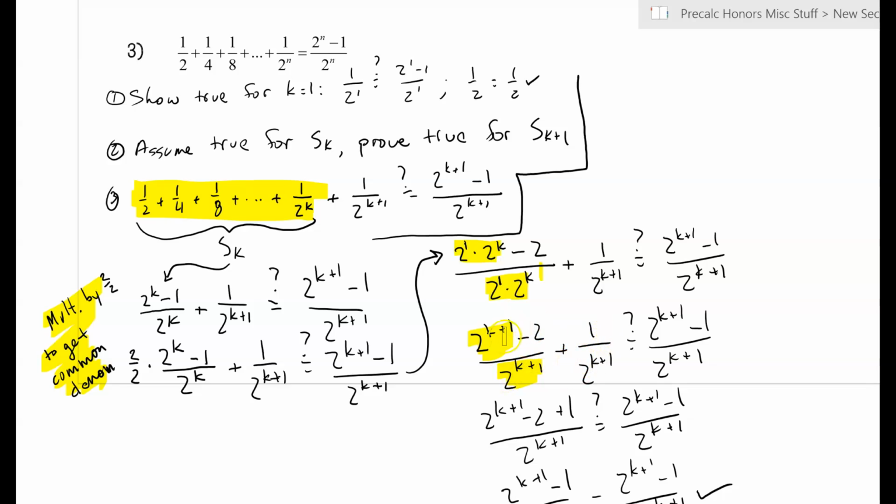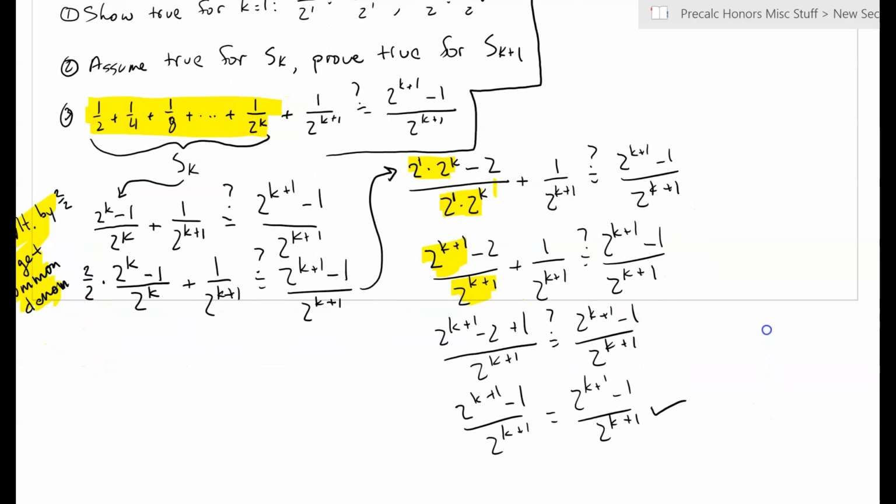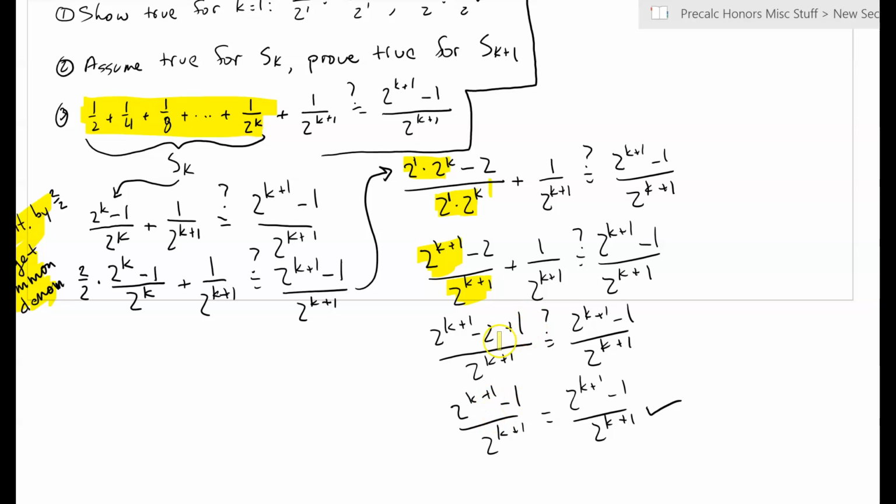And now I can add these two fractions because they have a common denominator. So I just add their numerators. So I have (2 to the k plus 1 minus 2 plus 1) over 2 to the k plus 1. And then our final step would be just to combine my like terms. Minus 2 plus 1 is going to be minus 1. So (2 to the k plus 1 minus 1) over 2 to the k plus 1 is in fact equal to (2 to the k plus 1 minus 1) over 2 to the k plus 1.